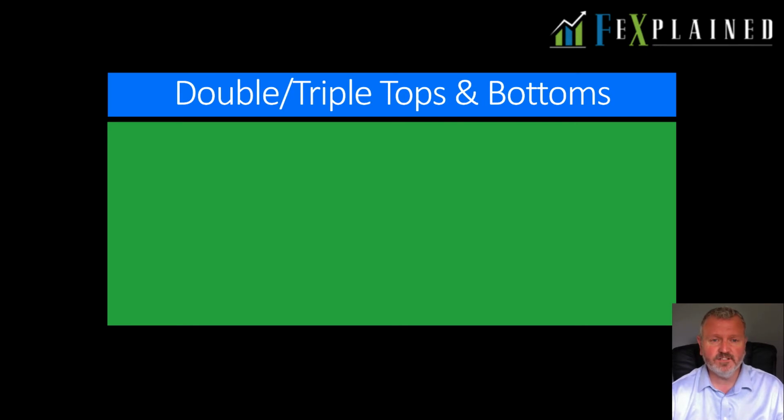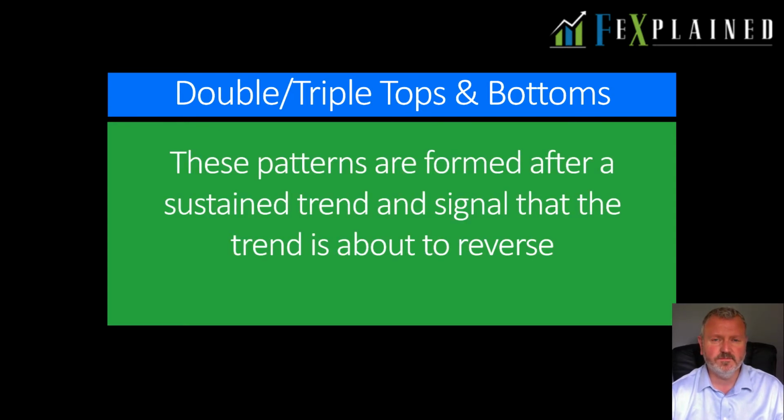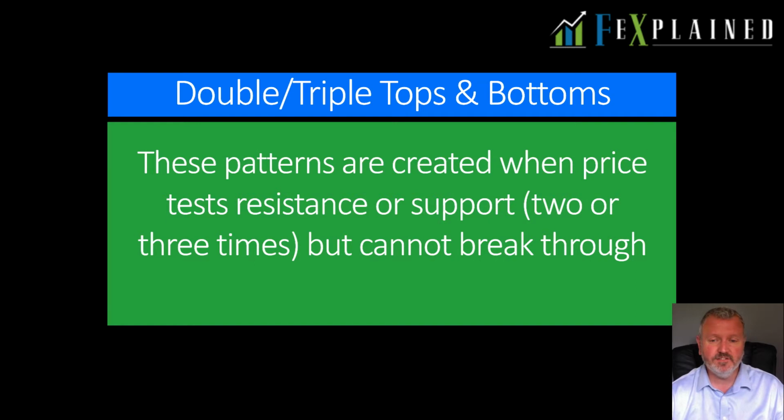First of all, we're going to start by taking a look at double tops and triple tops and double bottoms and triple bottoms, starting off with double tops. These patterns are formed after a sustained trend, an uptrend in the case of a double top or triple top, and a downtrend in the case of a double bottom or triple bottom. They signal that the trend is about to reverse. These patterns are created when price tests resistance or support 2 or 3 times but cannot break through. These are double tops, triple tops, and bottoms.